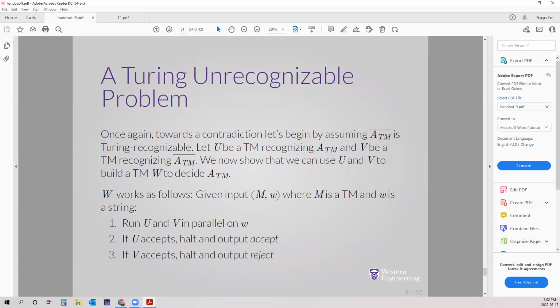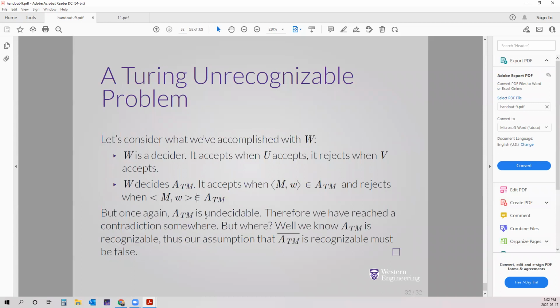Here they will do the same: run U and V in parallel on W. If U accepts, halt and output accept; if V accepts, halt and output reject. Let's consider what we have accomplished. W is a decider. It accepts when U accepts, and rejects when V accepts. We decide ATM: it accepts when ⟨M, W⟩ belongs to ATM and rejects when ⟨M, W⟩ does not belong to ATM.